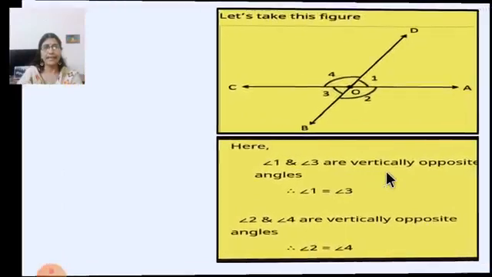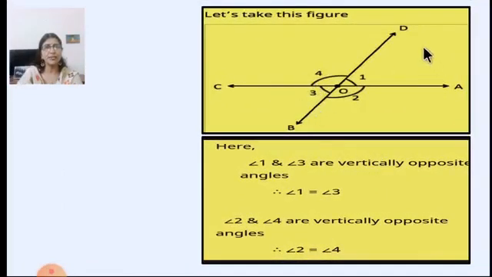Now let us take another figure here. These are two intersecting lines forming angle 1, angle 2, angle 3 and angle 4. Here you can see angle 1 and angle 3 are vertically opposite angles. Therefore angle 1 is equal to angle 3. That means the measure of angle 1 will be equal to the measure of angle 3. Same way, angle 2 and angle 4 are vertically opposite angles. Therefore angle 2 is also equal to angle 4.